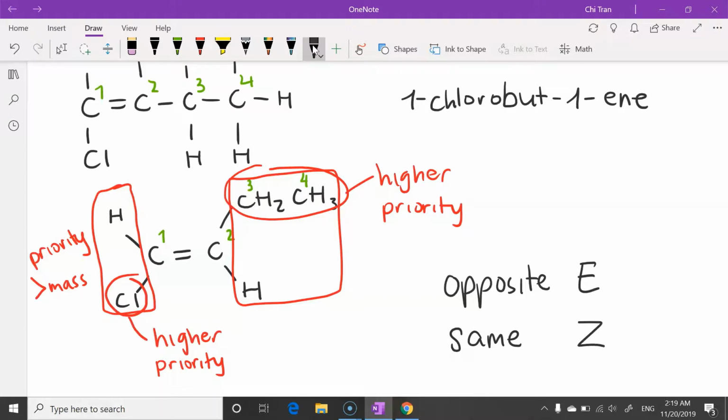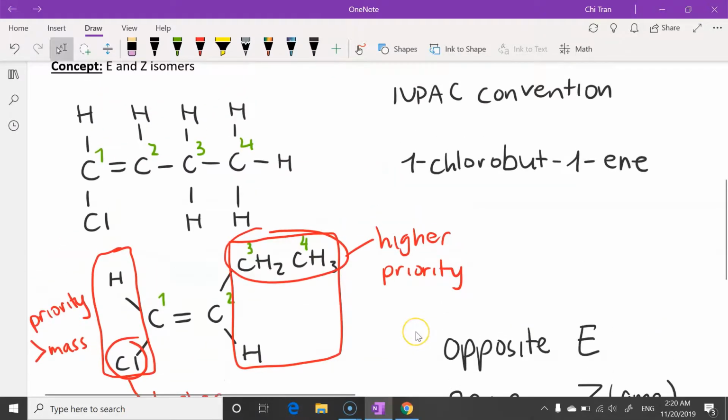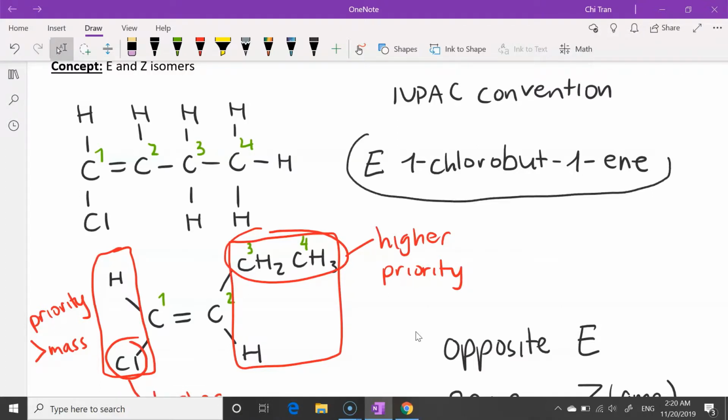And the really easy way to remember is Z is for like same, or like zame. It's just a really quick way to remember it. But anyways, for this example right here, the high priorities are on opposite sides, so it's an E isomer, and we just simply add the E to the front of the name.